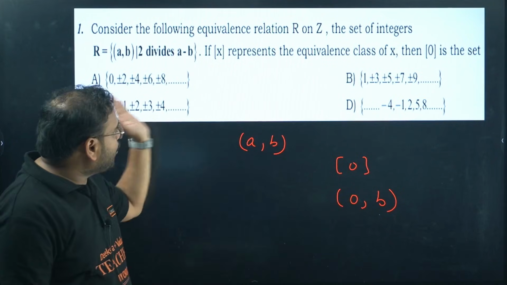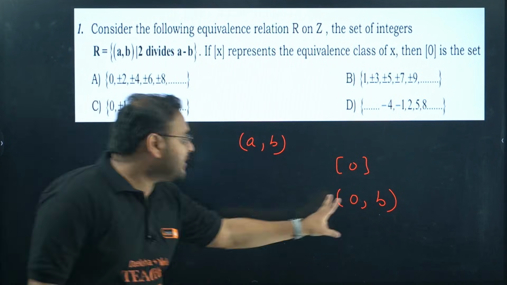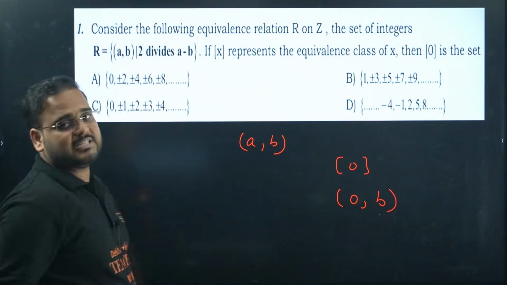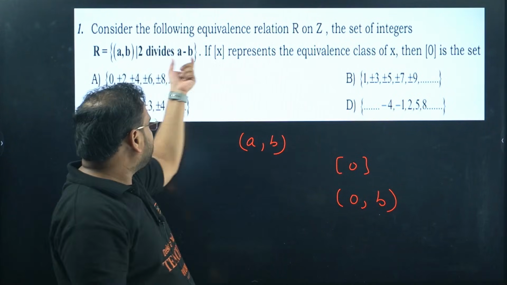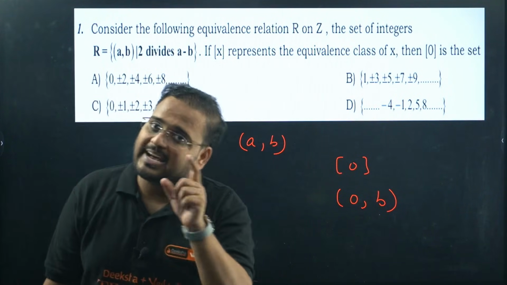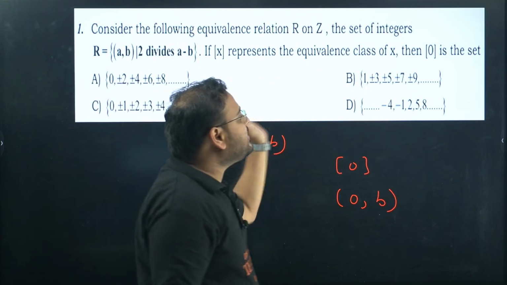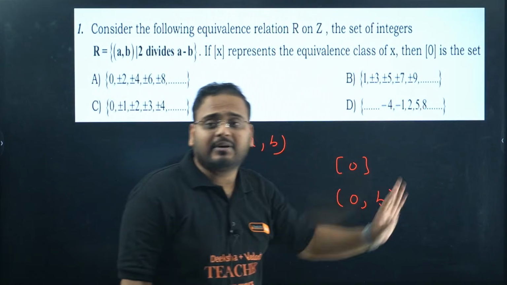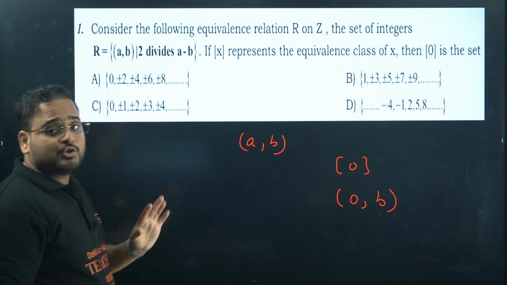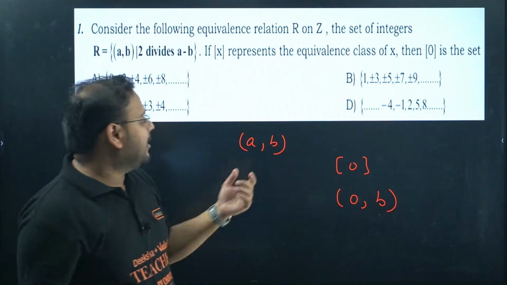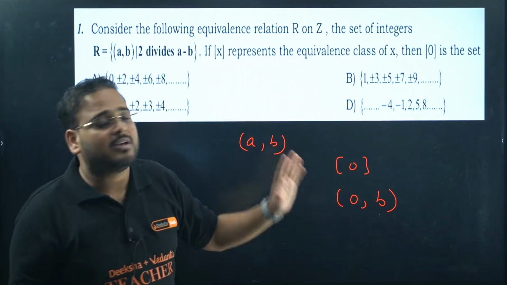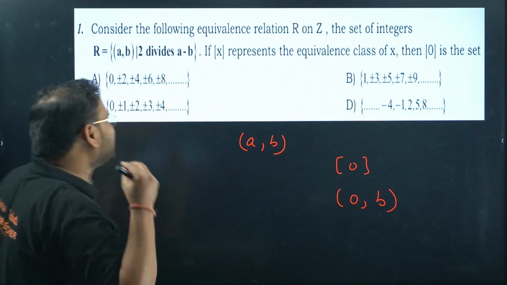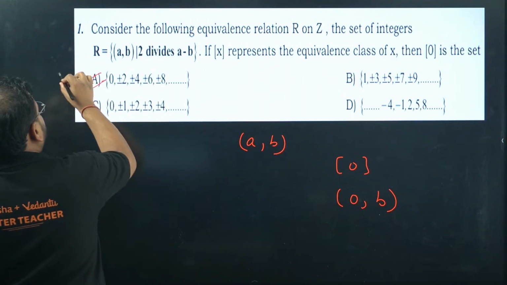Now you have to look for those elements for B where the difference of these elements 0 and B should be even. Why is that? Because we're looking for 2 divides A minus B. The 2 divides the difference, meaning the difference of the 2 elements in the ordered pair has to always be even. So if you check options B, C, D, we have odd numbers here: 3, 5, 7, 1, 5, and so on. Whenever you use this with 0, 0 minus 1, 0 minus 3, 0 minus of minus 3, whatever you use there, it will not be an even result. So our option is only option A.